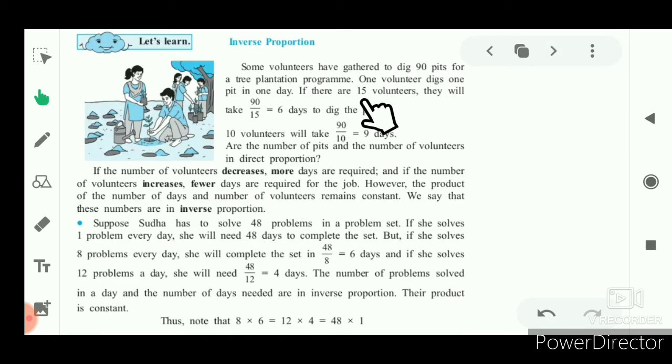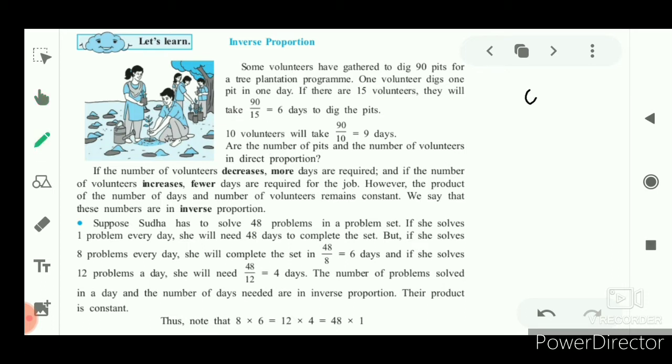Some volunteers have gathered to dig 90 pits for a tree plantation program. One volunteer digs one pit in one day. If there are 15 volunteers, they will take 90 by 15 equal to 6 days to dig the pits. 10 volunteers will take 90 by 10 equal to 9 days. Are the number of pits and number of volunteers in direct proportion?